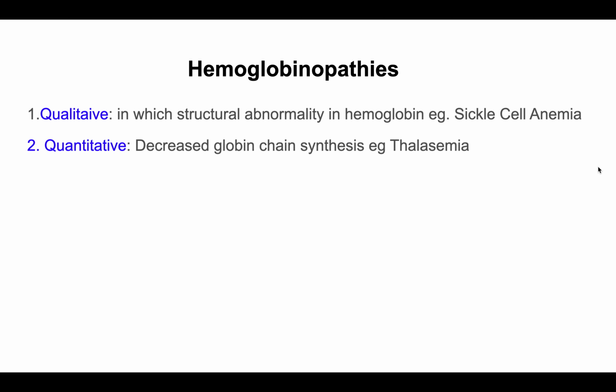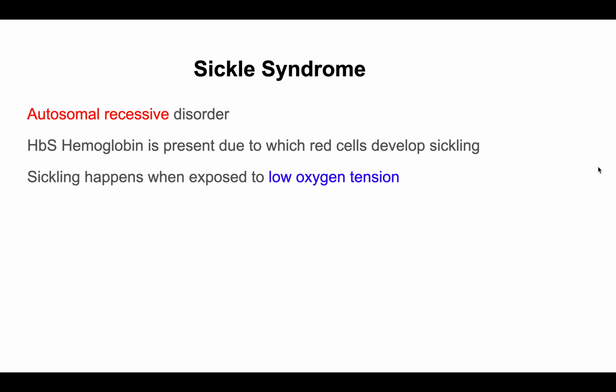Now, hemoglobinopathies are further divided into qualitative and quantitative hemoglobinopathies. Whenever there is a structural abnormality in the hemoglobin, like in sickle cell anemia, this is the qualitative variety. Then you have quantitative, in which the globin chain synthesis decreases. So we will discuss sickle cell anemia, which is a type of qualitative abnormality of the hemoglobin.